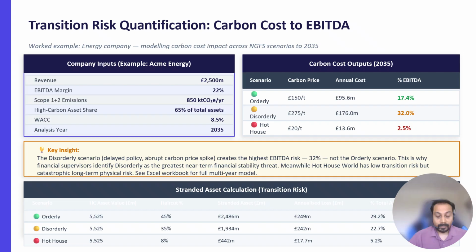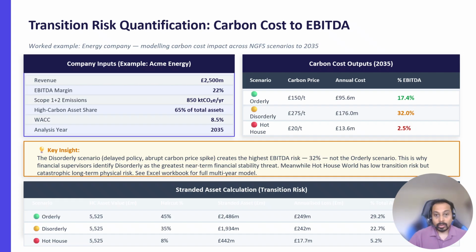Under the disorderly scenario, the carbon price spikes to 275 per ton. In that case, delayed action followed by an abrupt policy shock makes the annual carbon cost rise to 176 million, and 32% of EBITDA. That kind of hit to profitability in a short time frame is what creates financial distress risk. This is why disorderly is the scenario that central bank stress tests focus on most.